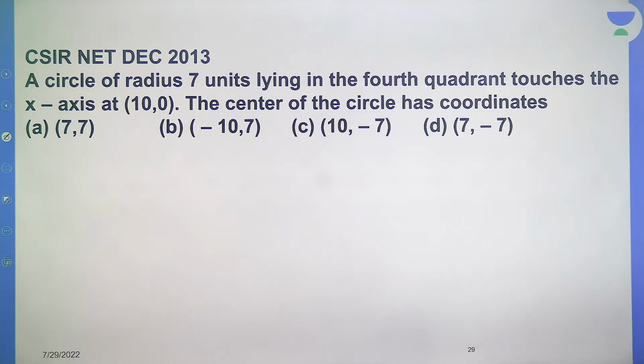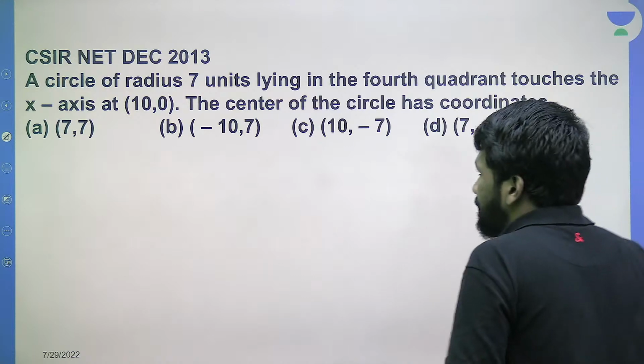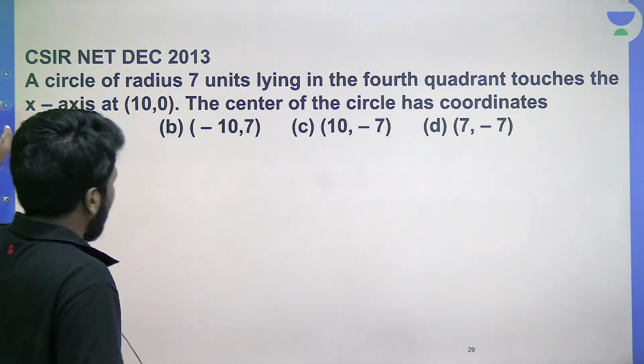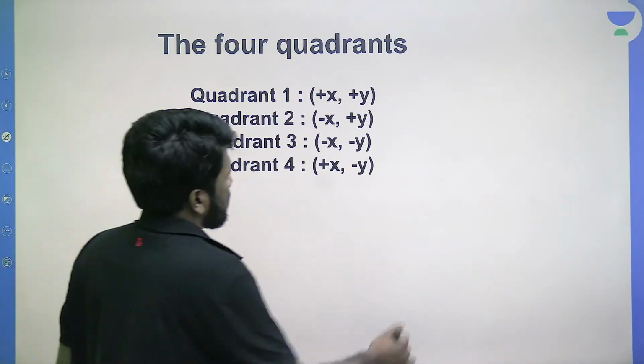Anybody, are you asking about this question or previous questions? Actually, this question, if you know the quadrants, positive or negative, that itself will give you the answer because the options are easy. But I will explain anyway. Yeah, you should understand which is the fourth quadrant.